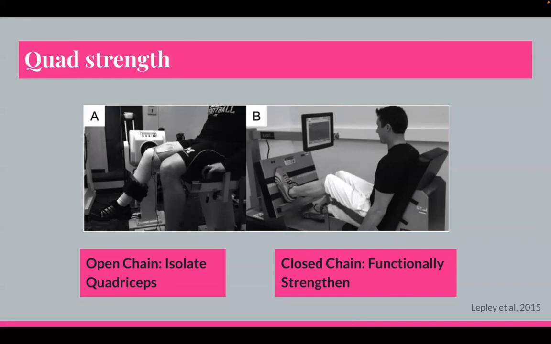In B, on the right, the gentleman is doing what's called a closed chain exercise. This is a really functional exercise because it's pertinent to doing functionality in your training. So when you're running down the field, your foot is in contact with the ground. Similarly, in this exercise, your foot is in contact with the exercise plate on the leg press machine, which you might have used. So this is what we call functional strengthening because it's going to relate to you running down the field during soccer.